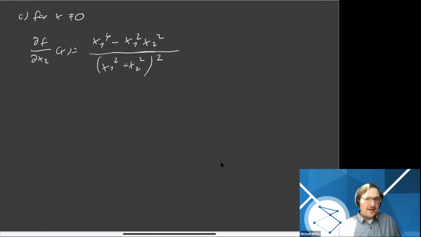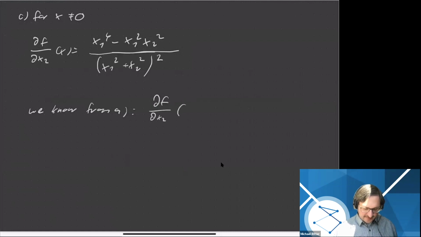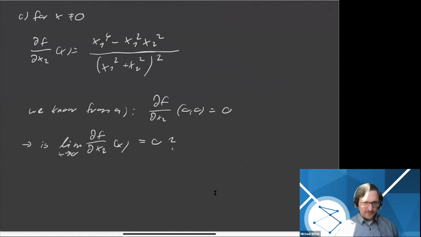We've already computed the gradient at 0. So we know from part A that df/dx2 at 0 is 0. And that means the question is, what about the limit of this df/dx2? Is that also 0? So the question is, is the limit of df/dx2 of x as x tends to 0 also 0?